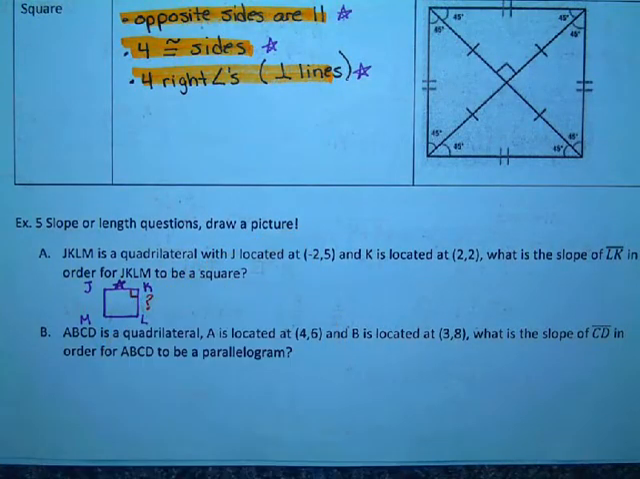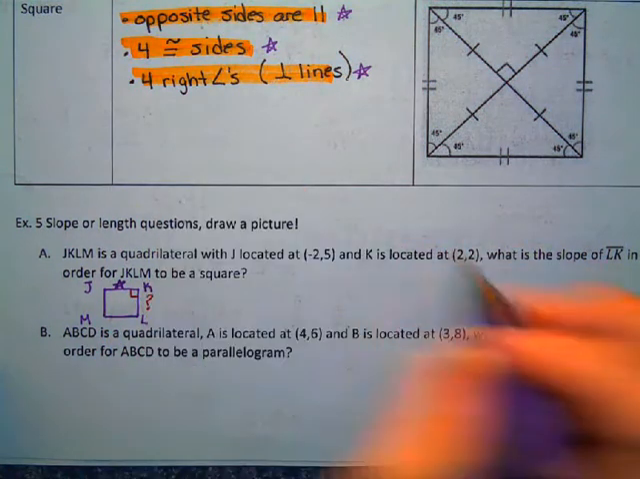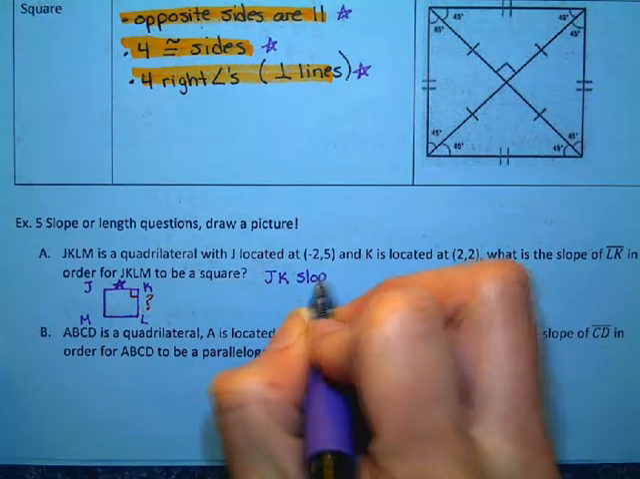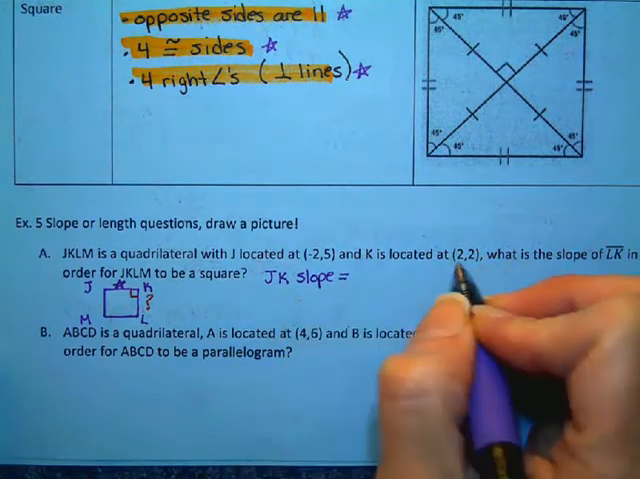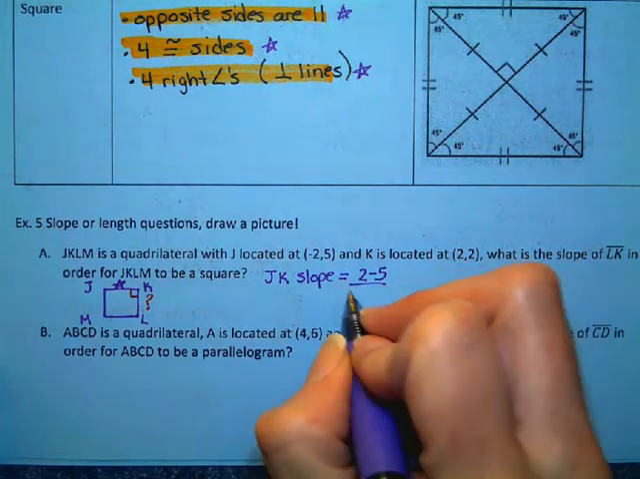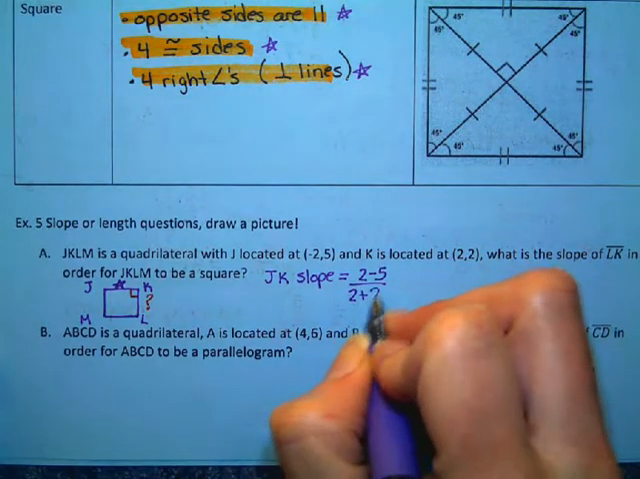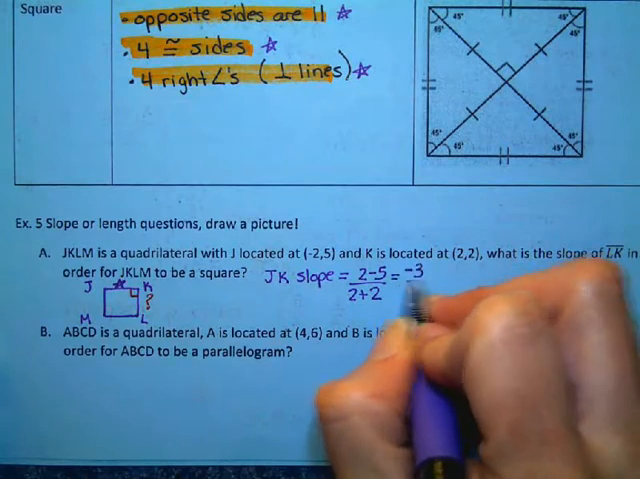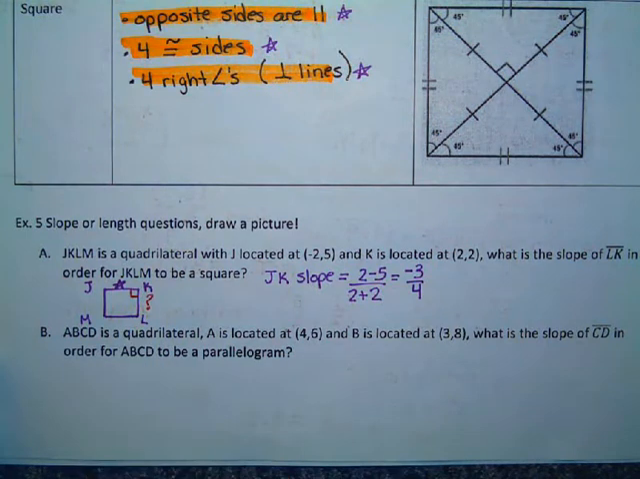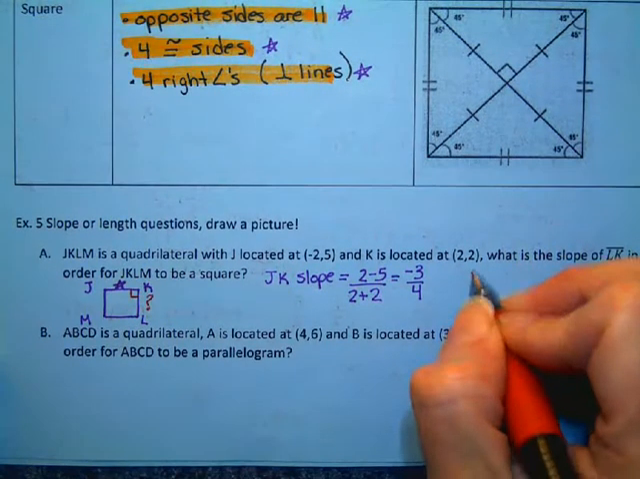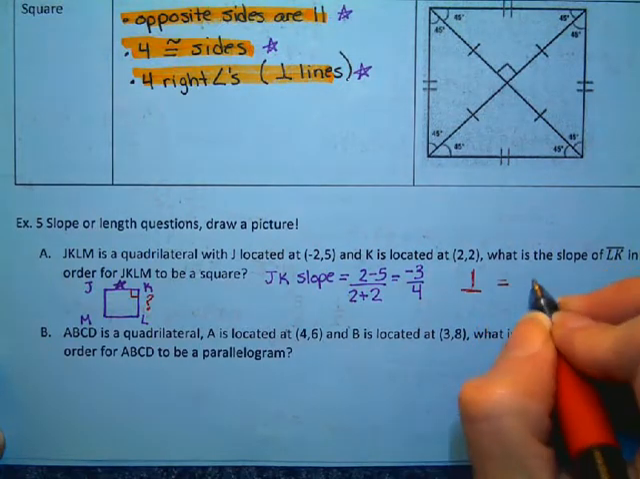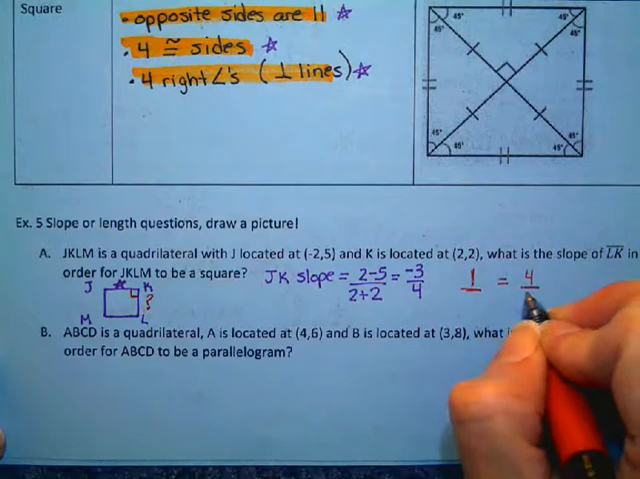So let's find the slope of JK. We're going to do y is on top, so 2 minus 5, x is on bottom, 2 minus negative 2. In order for KL to be a square, this has to be perpendicular. So the perpendicular slope would be positive 4 over 3.